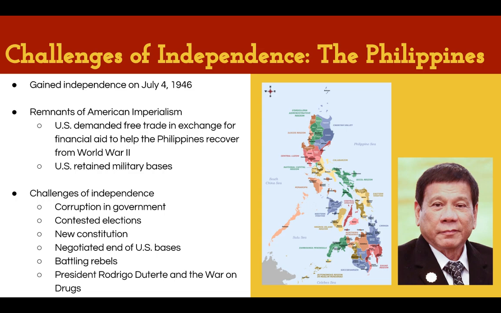The first of them is the Philippines, which was granted independence on July 4th, 1946. But there were still remnants of American imperialism upon gaining independence. For example, the United States was given free trade with the Philippines in exchange for us providing financial aid to help them recover from the destruction of World War II. And the United States also, for a time, maintained military bases in the Philippines.